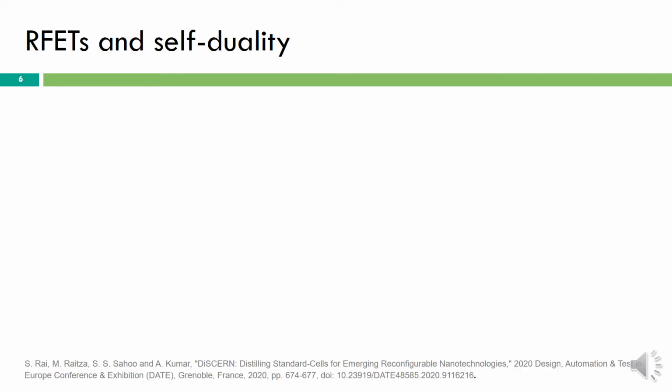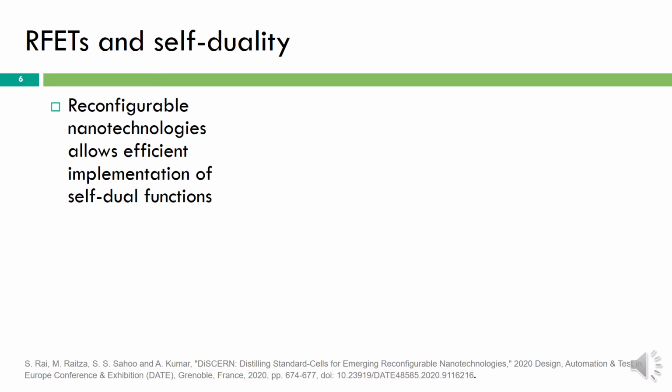Now, let's try to understand how RFETs and self-duality are correlated to each other. In this work, the authors have shown that reconfigurable nanotechnologies allow efficient implementation of self-dual functions. Let us try to understand what self-dual functions are.